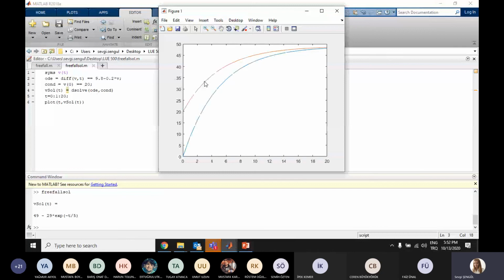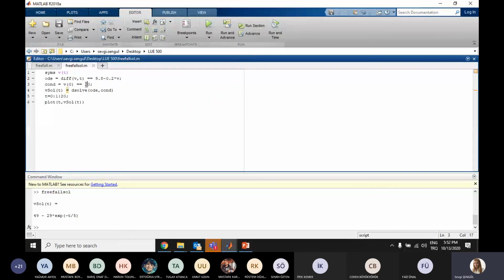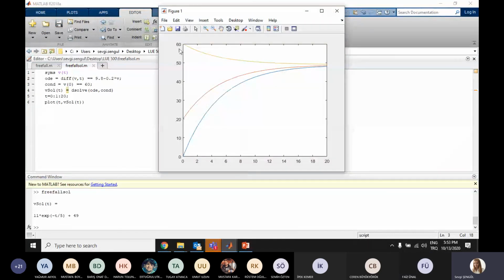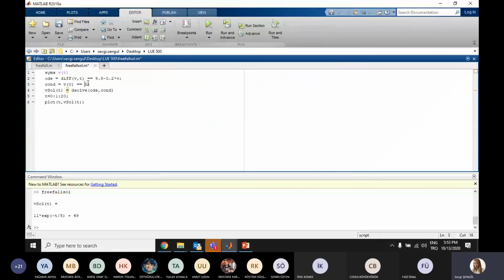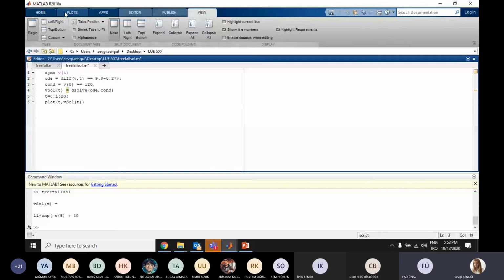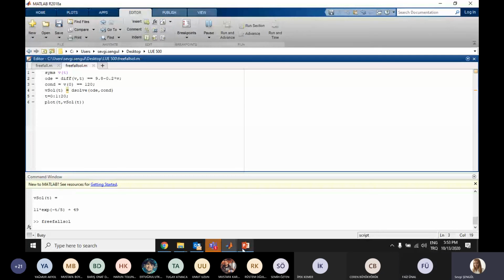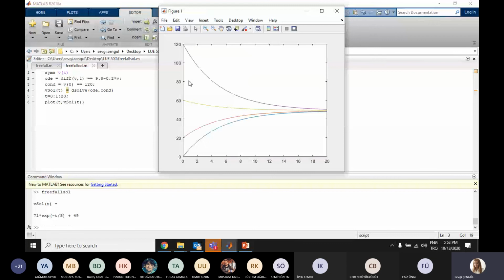I say run. See, when it is 20, it will start here and it will reach 49 because it was our equilibrium velocity, right? Let's change it to bigger than 49. Let me say it's 60 and run. As you can see, this time velocity is decreasing and it is reaching the equilibrium. So you can try different initial conditions and you can see how it reaches the solution like that.